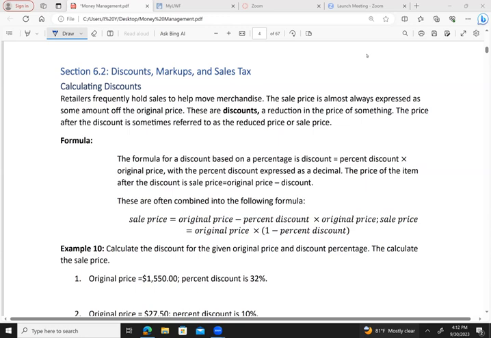We often combine these into the following formula. Sale price is equal to the original price minus a percent discount times the original price. Or sale price equals original price times 1 minus the percent discount.